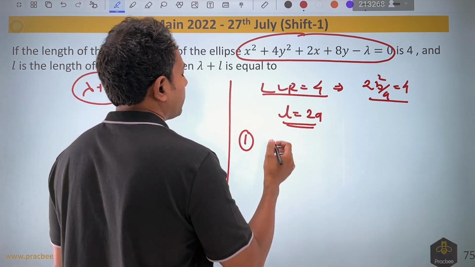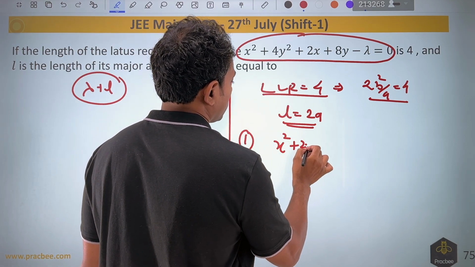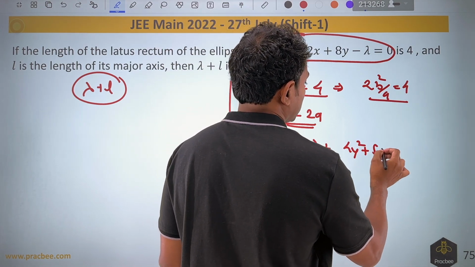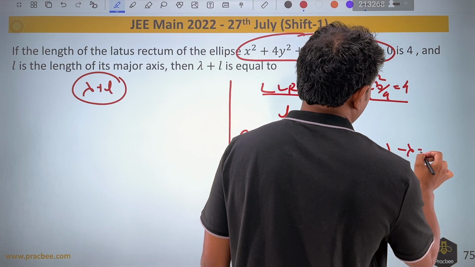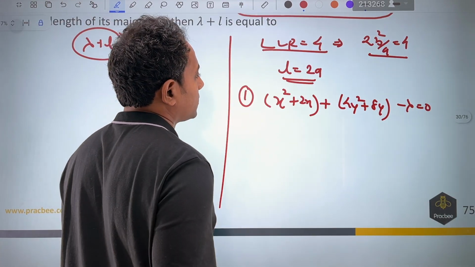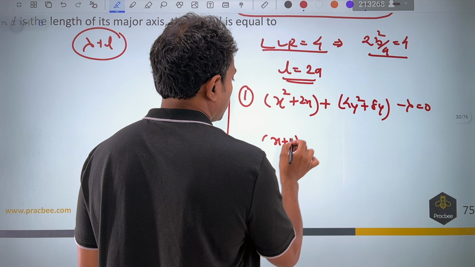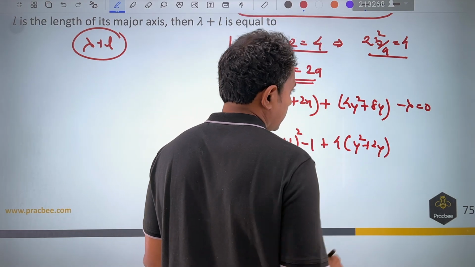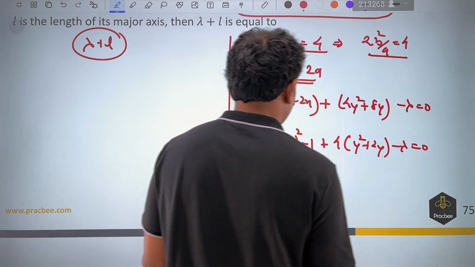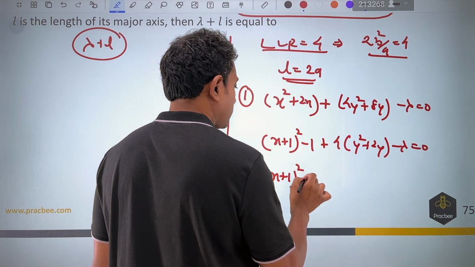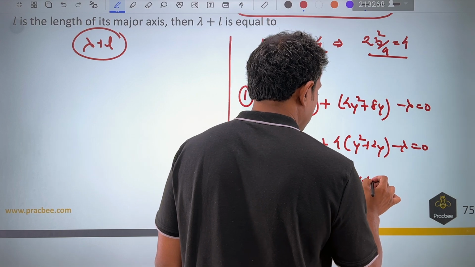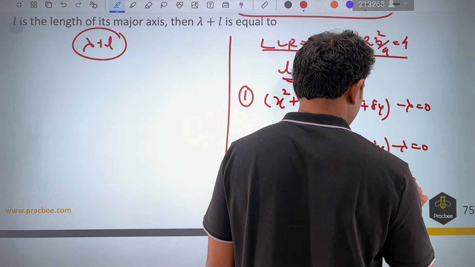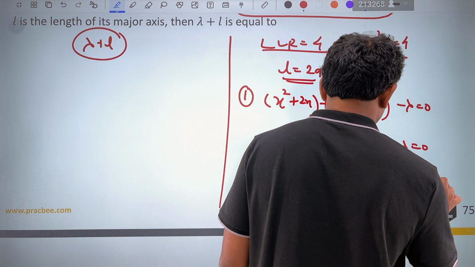The first step, I will make a perfect square. So I will group x square plus 2x together, I will group 4y square plus 8y together, and I will leave lambda alone. Once I have done this, this can be expressed as (x plus 1) whole square minus 1. 4 will be taken out as I told you earlier, otherwise it will lead to a lot of mess. So 4 times (y plus 1) whole square minus 4, minus lambda is equal to 0.